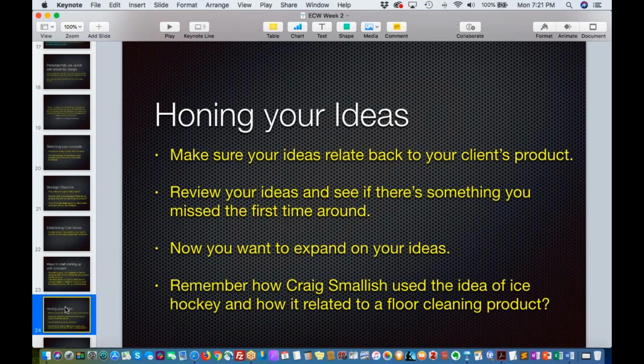Then you want to make sure, as you're honing your 6 sketches, that they're really going back to your client's product or your nonprofit organization and their mission statement. Remember, you're educating the reader of your magazine ad on what your organization is, who they are, what they do, and why they need the reader's help.